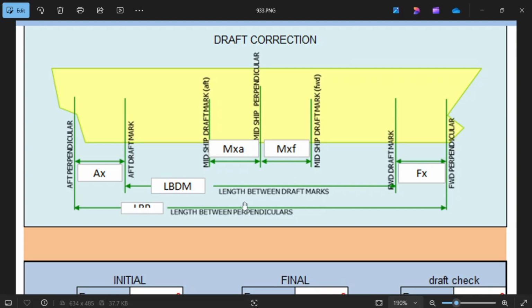Okay? And here this will be your midship draft. You have a forward midship draft and an up midship draft. So the distance between midship and your forward draft mark will be your forward correction for midship, and the other side is your up draft correction for midship. Okay? If you don't have this correction, then you just take note of this midship and you will get your mid draft.